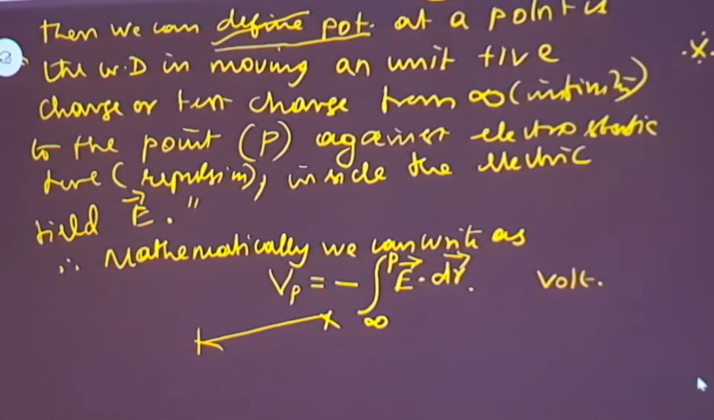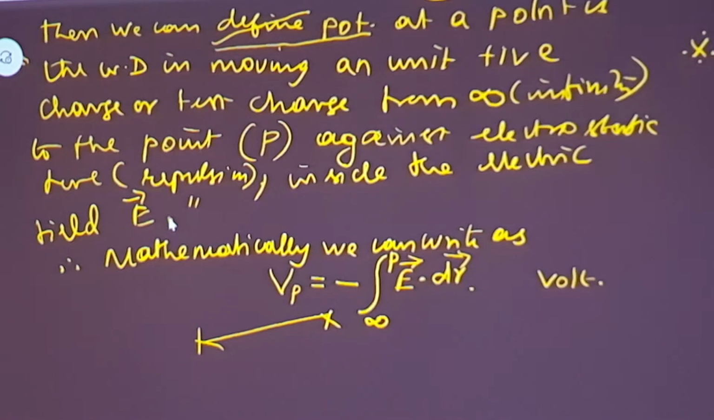Welcome students. This is the continuation of the previous video regarding the electrical potential. In the last video I have defined how we can define the electrical potential at a point. The electrical potential at a point is defined as the work done in moving a unit positive charge or a test charge from the infinity to the point P against the electric force of repulsion or Coulombic force of repulsion inside the electrical field E.